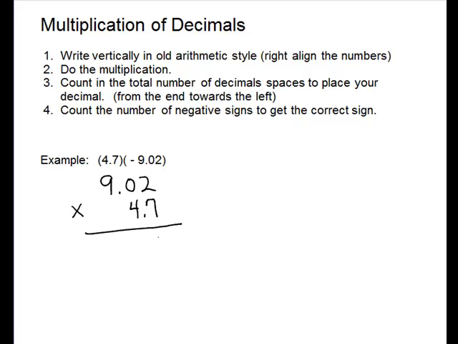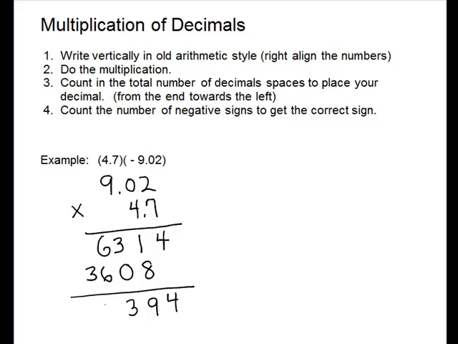So 7 times 2 is 14, so we're going to have to carry there. And the 7 times 0 is 0 plus the 1 that we carried. 7 nines are 63. Then we'll switch and multiply by the 4. 4 times 2 is 8. 4 times 0 is 0. 4 times 9 is 36. Then remember you add. So 4, 9, 3, 12, so we're going to have to carry. Right, and now we'll place our decimal.